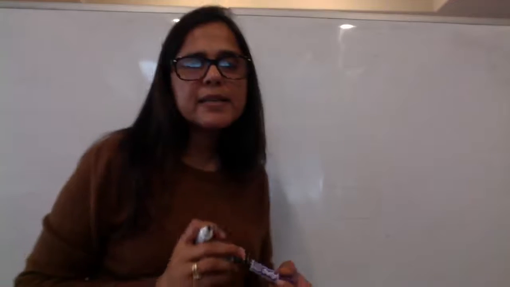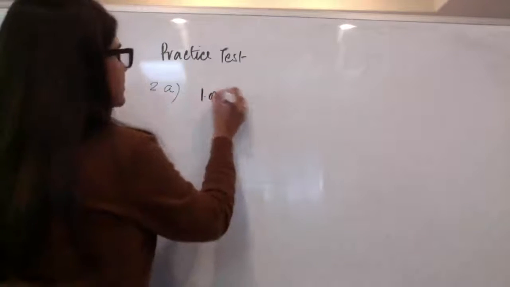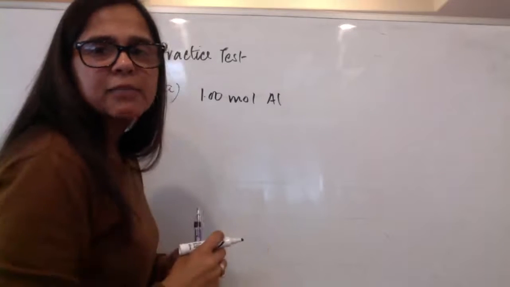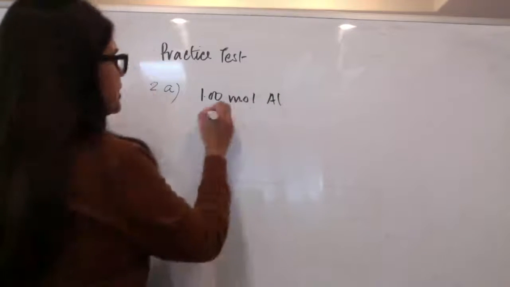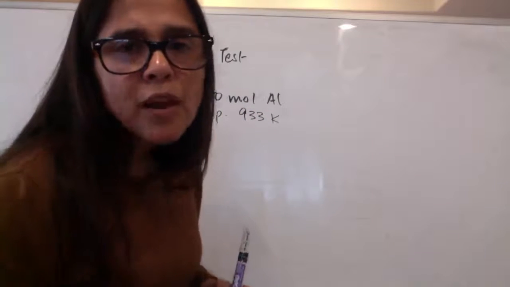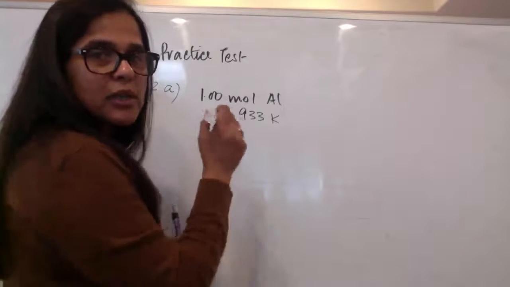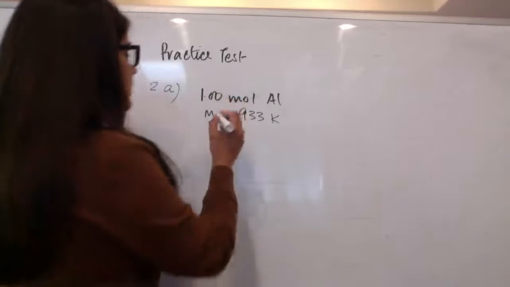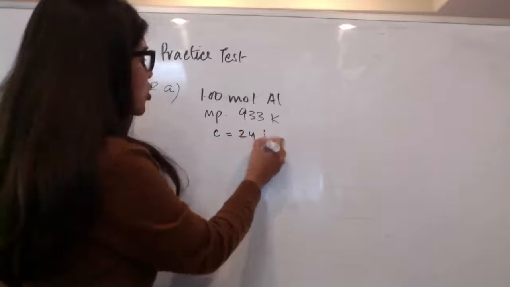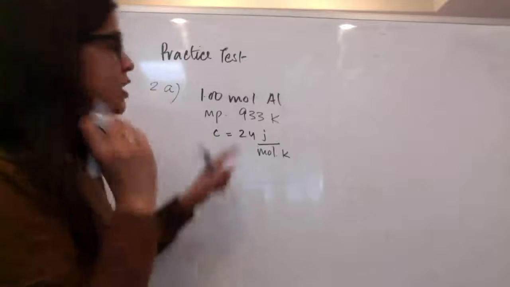And 2A says calculate the amount of heat needed to purify 1 mole of aluminum, originally at 298 K, by melting it. The melting point is 933 Kelvin. And molar heat capacity is lowercase c, which is 24 joules per mole Kelvin. Remember, molar heat capacity, this is molar.